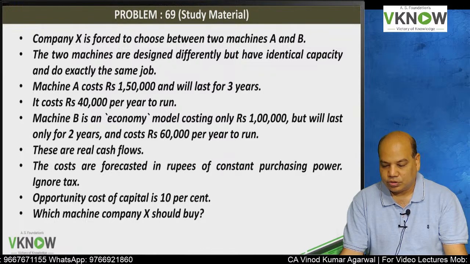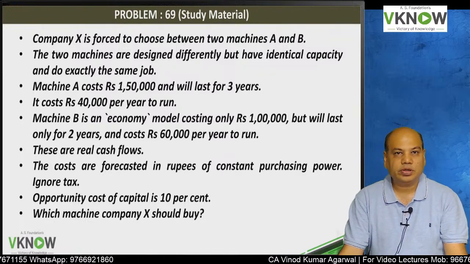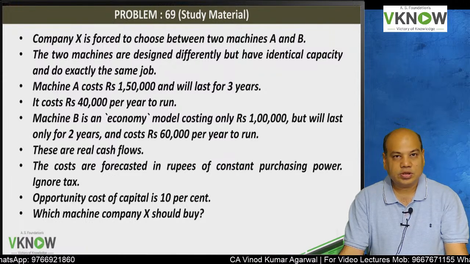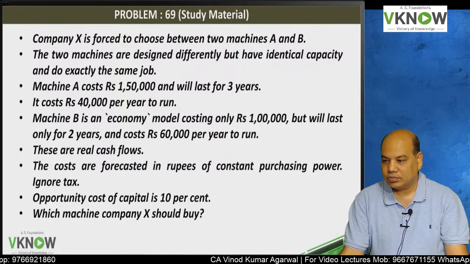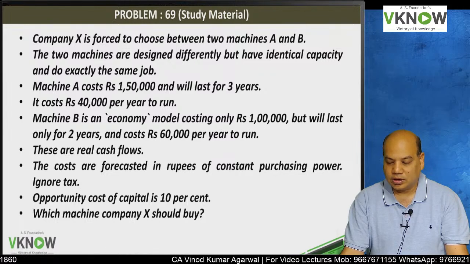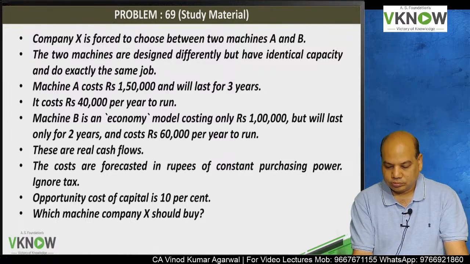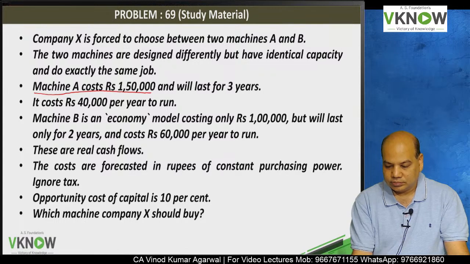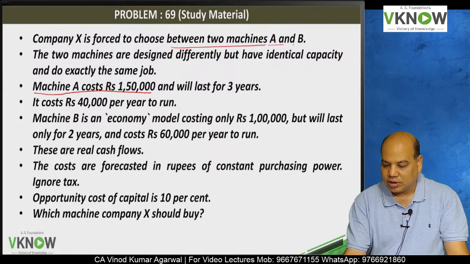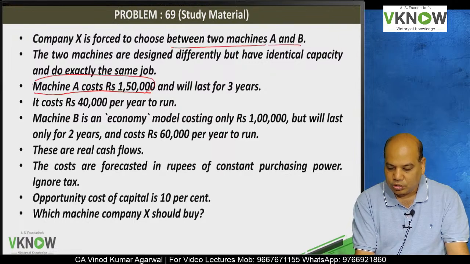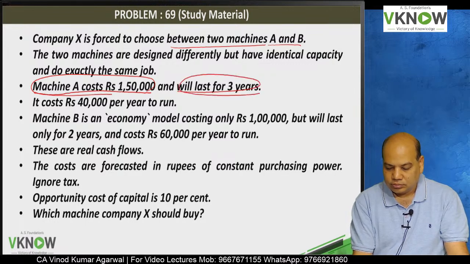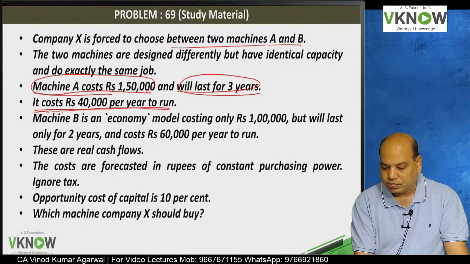Company X is forced to choose between two machines A and B. The two machines are designed differently but have identical capacity and do exactly the same job. Question is from study material. You have to make a choice between two machines A and B. Machine A will cost 1,50,000, last for 3 years, and it costs 40,000 per year to run.